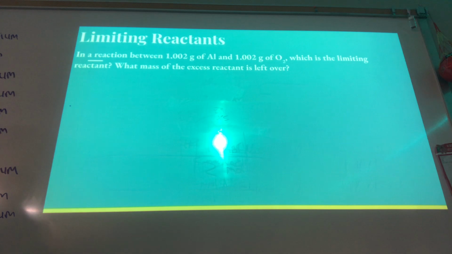This is the last example. We're going to grams or moles, one or the other, because we need to work our brains. Okay, so I have 1.002 grams of aluminum and 1.002 grams of oxygen.